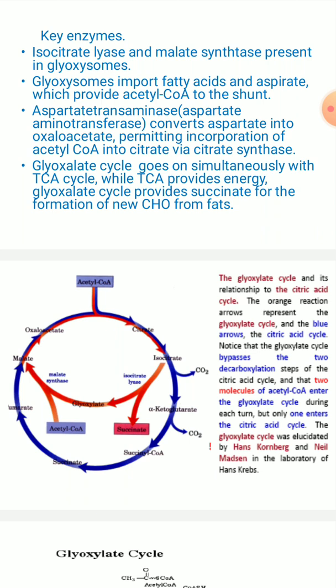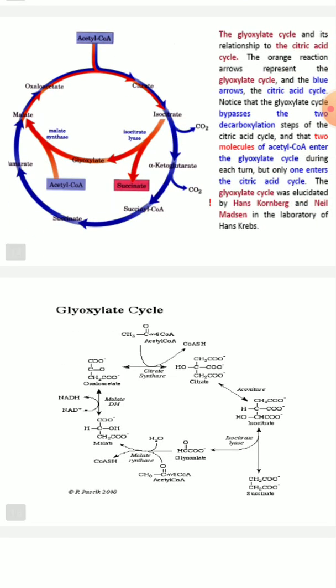The glyoxylate cycle was first illustrated by the scientists Hans Kornberg and Niels Madsen. This pathway was worked out in the laboratory of Hans Krebs. They combined the TCA cycle and a modified form of it, which is the glyoxylate pathway or glyoxylate cycle, which takes place in plants and microorganisms.